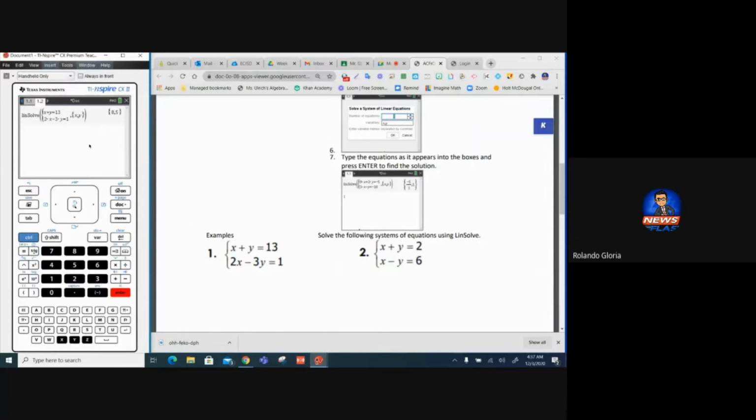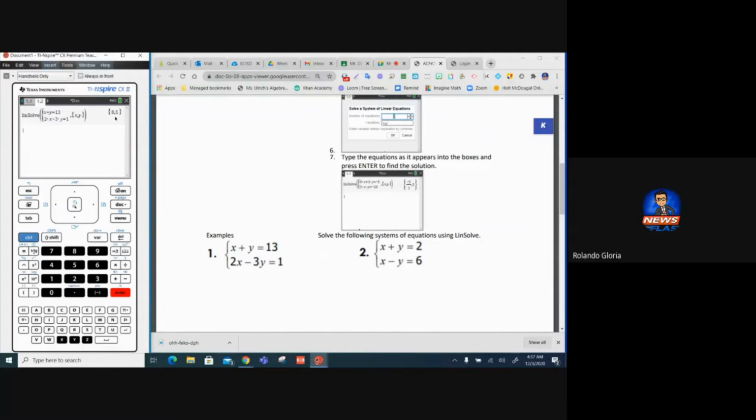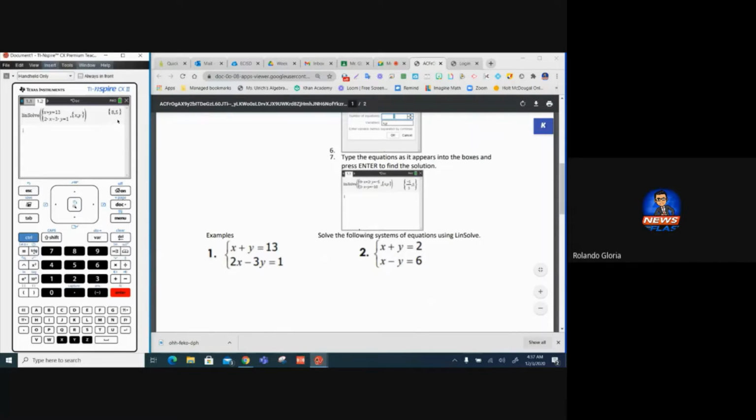Like in example 1, in the system x plus y equals 13 and 2x minus 3y equals 1, the solution is 8 comma 5. So if you graph these two equations, you'll find out that the lines will intersect at the point 8 comma 5.